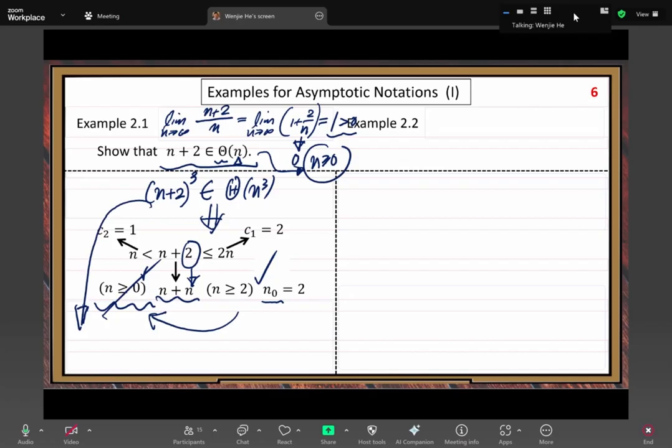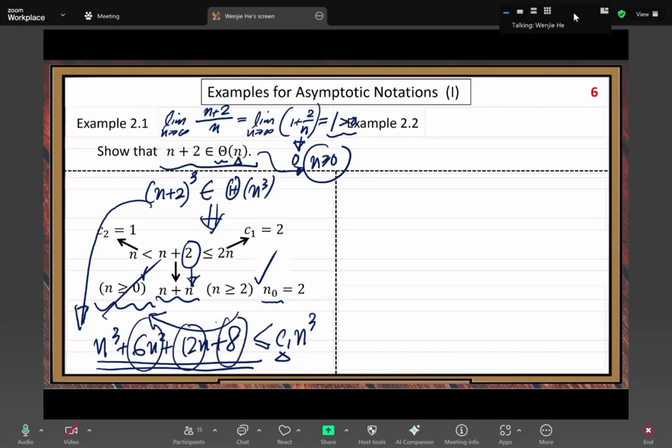expand this function first. That's not a good idea. You apply the binomial formula and expand it: n cubed plus 6n squared, because 3 times 2 is 6, and 12n, plus 8. You know that binomial formula. Many people expand that polynomial this way, but after expansion, if you want to find the upper bound, it becomes much harder. How do you control the last 3 terms? It's not that easy. It could be very messy.